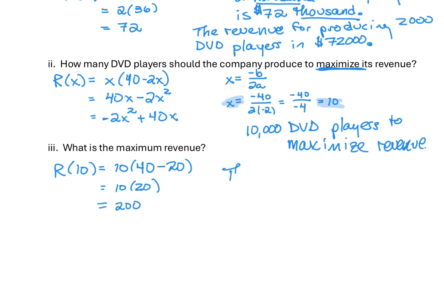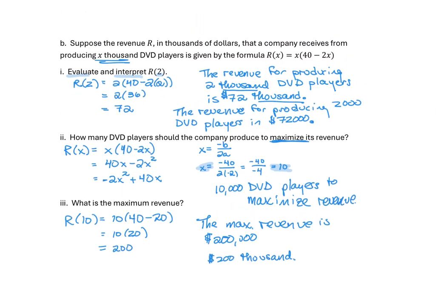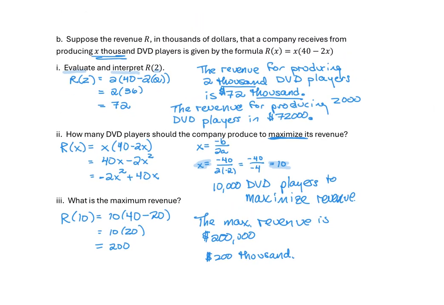And so the maximum revenue is $200,000. All right, that is example B.